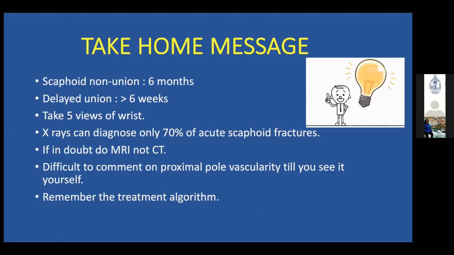Scaphoid non-union is 6 months. Delayed union is more than 6 weeks. Take at least 5 views of the wrist. X-ray can diagnose only 70% of acute scaphoid fractures. If in doubt, do MRI, not CT. And it is difficult to comment on proximal pole vascularity till you see it yourself. And remember the treatment algorithm.